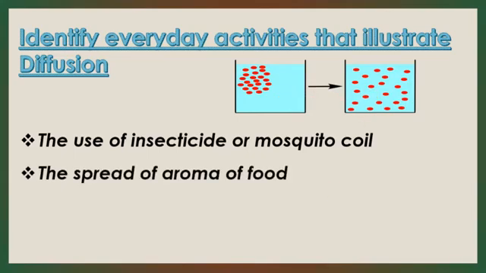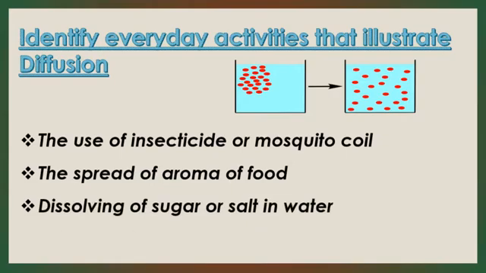Second, the spread of aroma of food. Yes, here you are back from school in the hall waiting for mom to prepare food, or as soon as you entered, you smelled the aroma of food from the kitchen. How was this possible? Diffusion. Yes, diffusion took place from the kitchen into wherever you are.